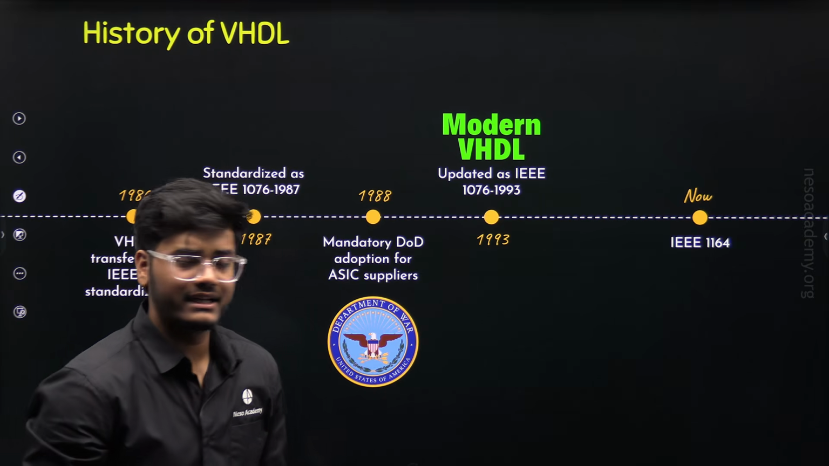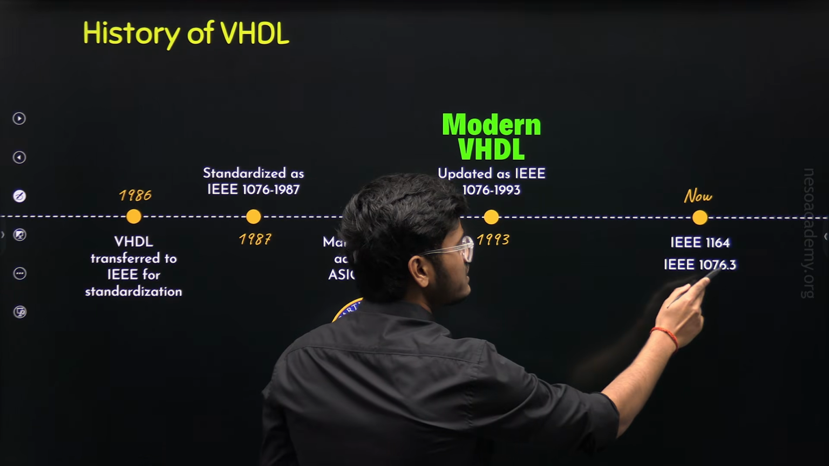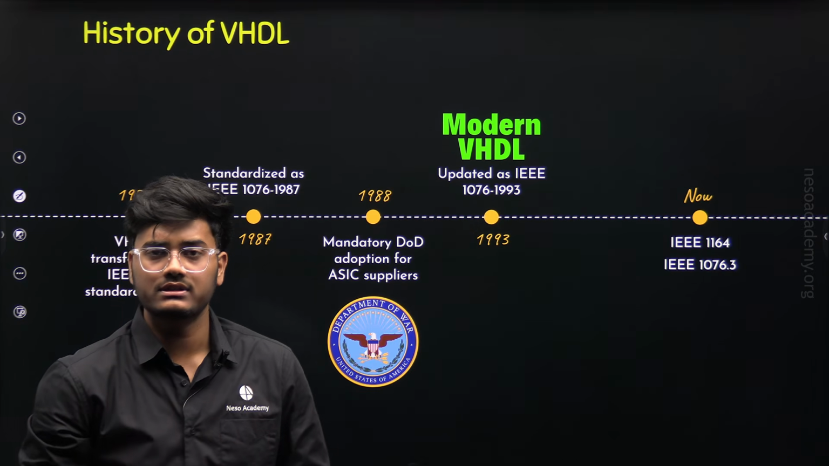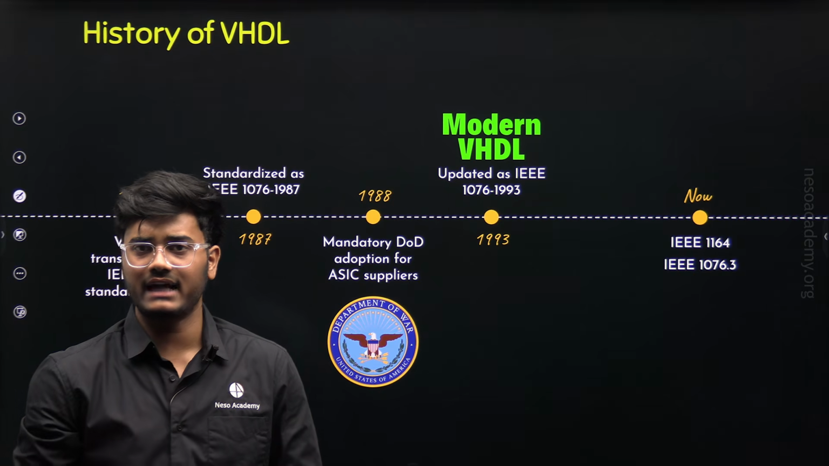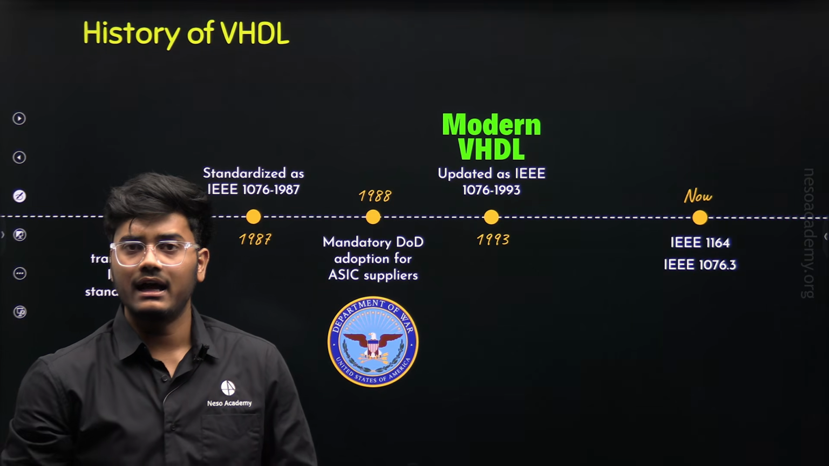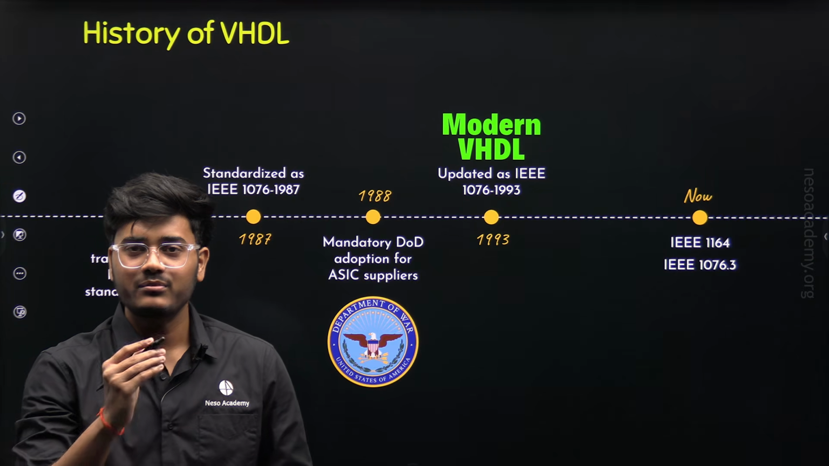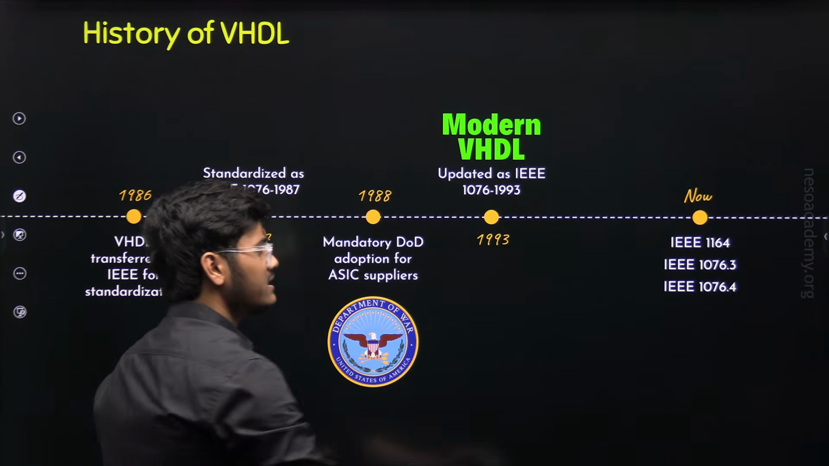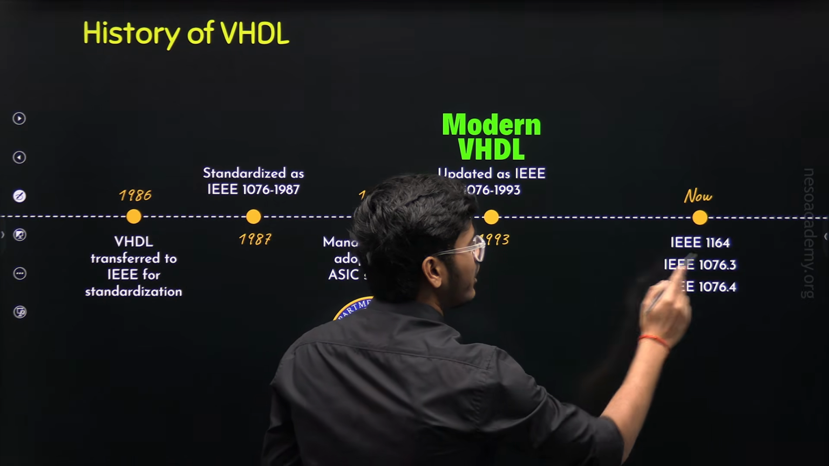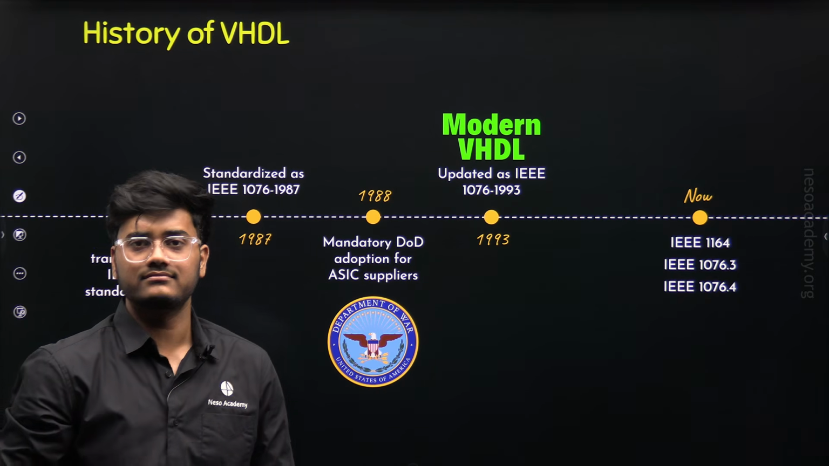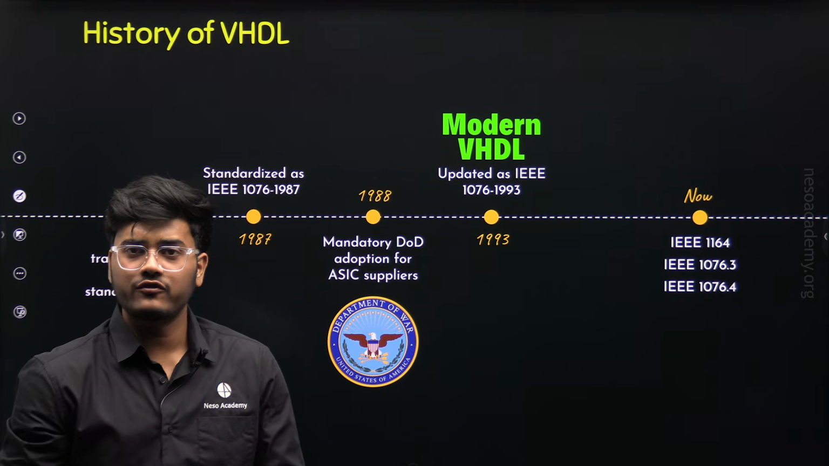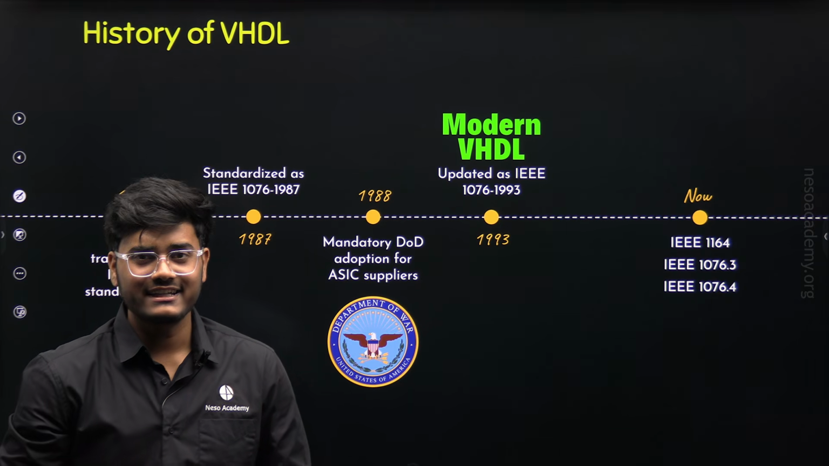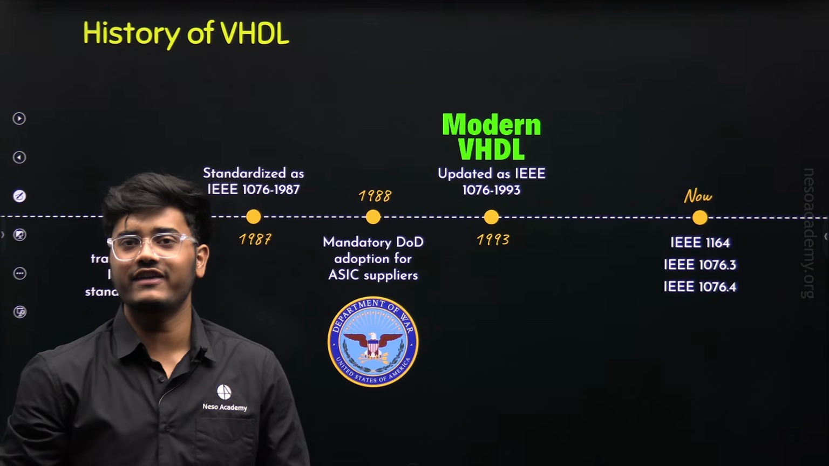Now, another important standard is IEEE 1076.3, also known as numeric standard, which supports signed and unsigned arithmetic types, arithmetic operations, and type conversions, mainly used for synthesis and hardware design. Another extension is IEEE 1076.4, also known as VITAL, which majorly provides support for timing annotation and accurate simulation models. It is mainly used by ASIC and FPGA vendors.